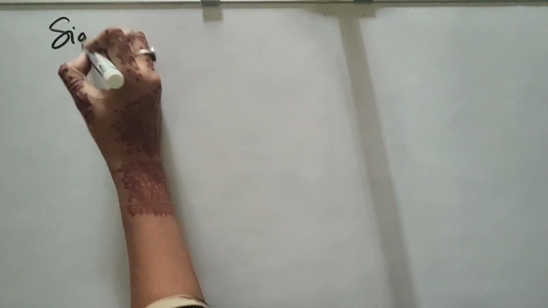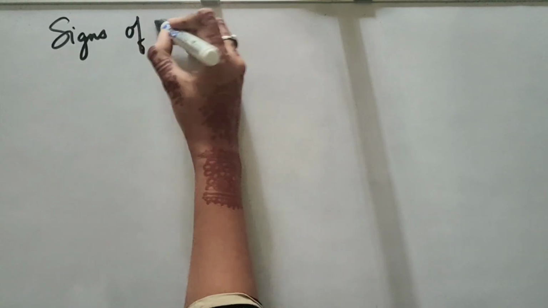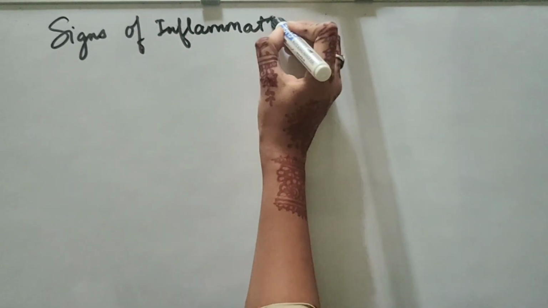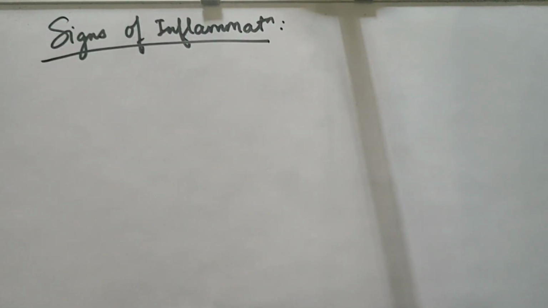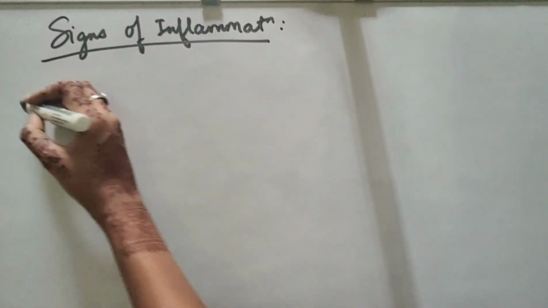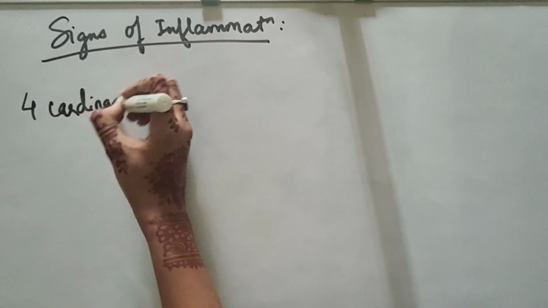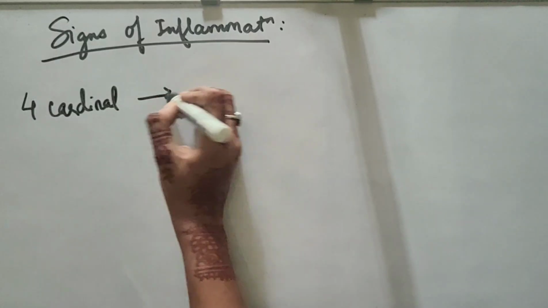Now comes the very important signs of inflammation. Signs of inflammation can be asked as an MCQ in your theory papers or in any of the competitive exams. Also as a short answer question, it can be asked. So earlier there were only 4 cardinal signs of inflammation.